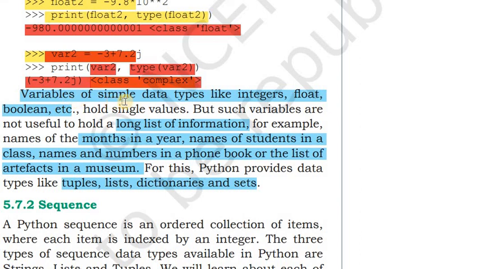Students, variables of simple data types like integers, float, boolean, these are simple data types. Okay, but when there is a need to store a long list of information, these simple data types are not useful. In such a case, Python provides data types like tuples, lists, dictionaries, and sets. I hope you have understood the topic, whatever I discussed today.